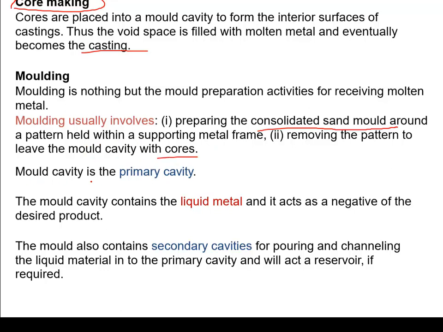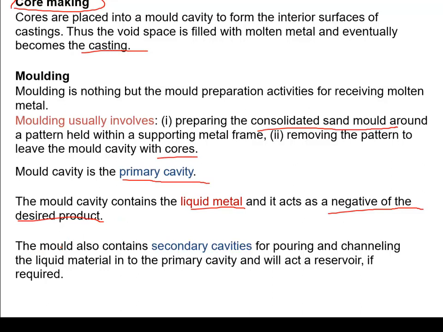The mold cavity is the primary cavity. Thus, the mold cavity contains the liquid metal and it acts as a negative of the desired product. Meaning if the product is a solid part, there must be a cavity in the mold. If there is a hollow part in the product, then there must be a solid mold sand there, which is known as cores.